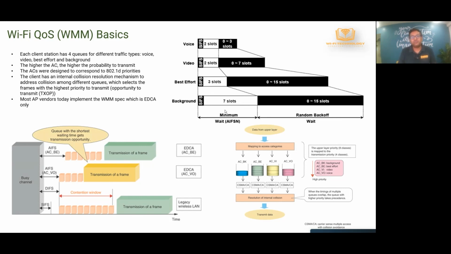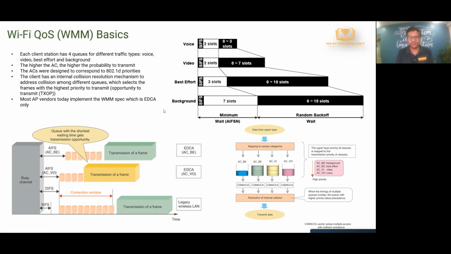That does not mean this guy is going to starve completely. His performance is not going to be 0. That is the beauty of this protocol. Over a period of time, he eventually gets to transmit. So let's assume that all 4 queues, all 4 priorities, have a lot of traffic to send. It is still statistically possible that this guy will get some traffic through, even though he has a bit of a disadvantage when it comes to access of the medium. And that is how the WMM QoS protocol works.